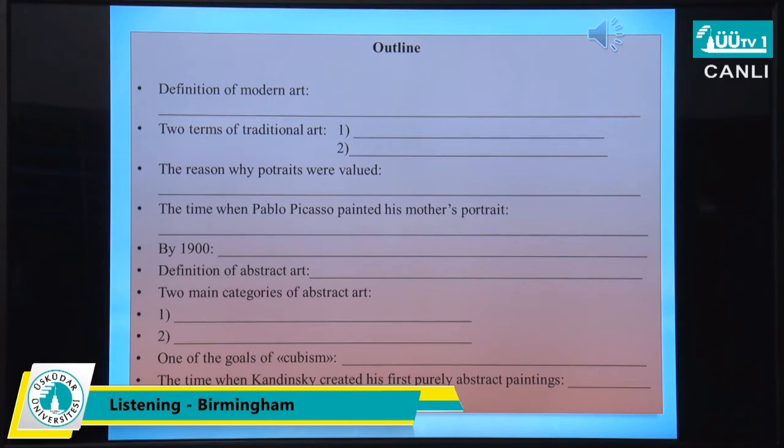Now, the second category of abstract art is non-representational abstract art. Unlike representational art, non-representational art doesn't represent anything you see in the real world. Instead, it expresses things you can't see, like ideas or feelings. And another name for this kind of art is pure abstraction. Okay? The first artist to create purely abstract art was a Russian painter named Vasily Kandinsky. Kandinsky created his first purely abstract paintings in 1913.